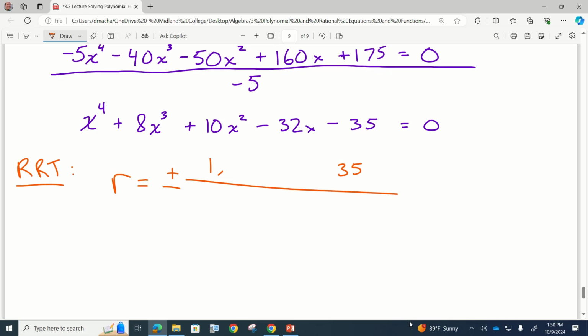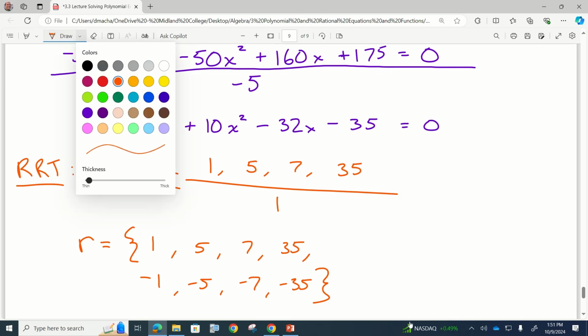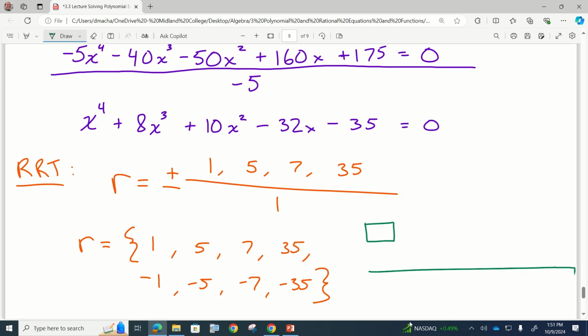So that's 1 times 35, and 5 times 7 is also 35, so those are my factors of 35. Divided by the factors of the leading coefficient, which is just 1. And so I'm going to get 8 possibilities here. And we have to use synthetic substitution to try out some of these possibilities and see what works, what doesn't work.